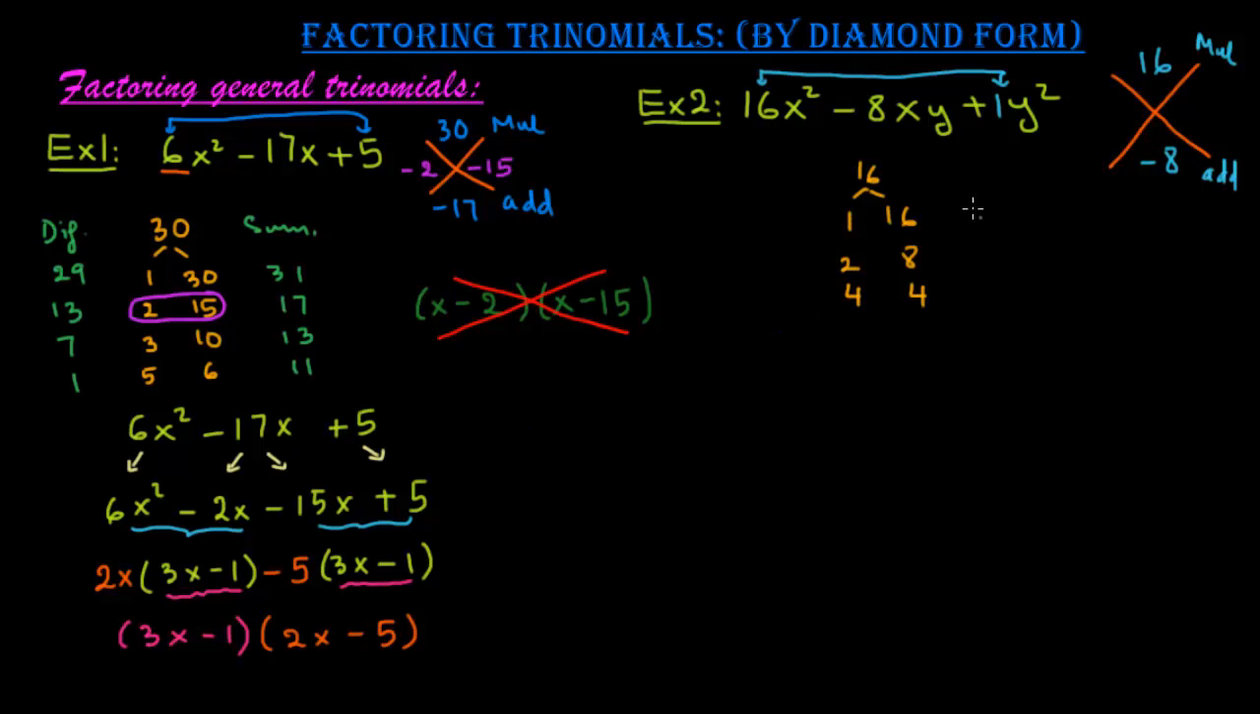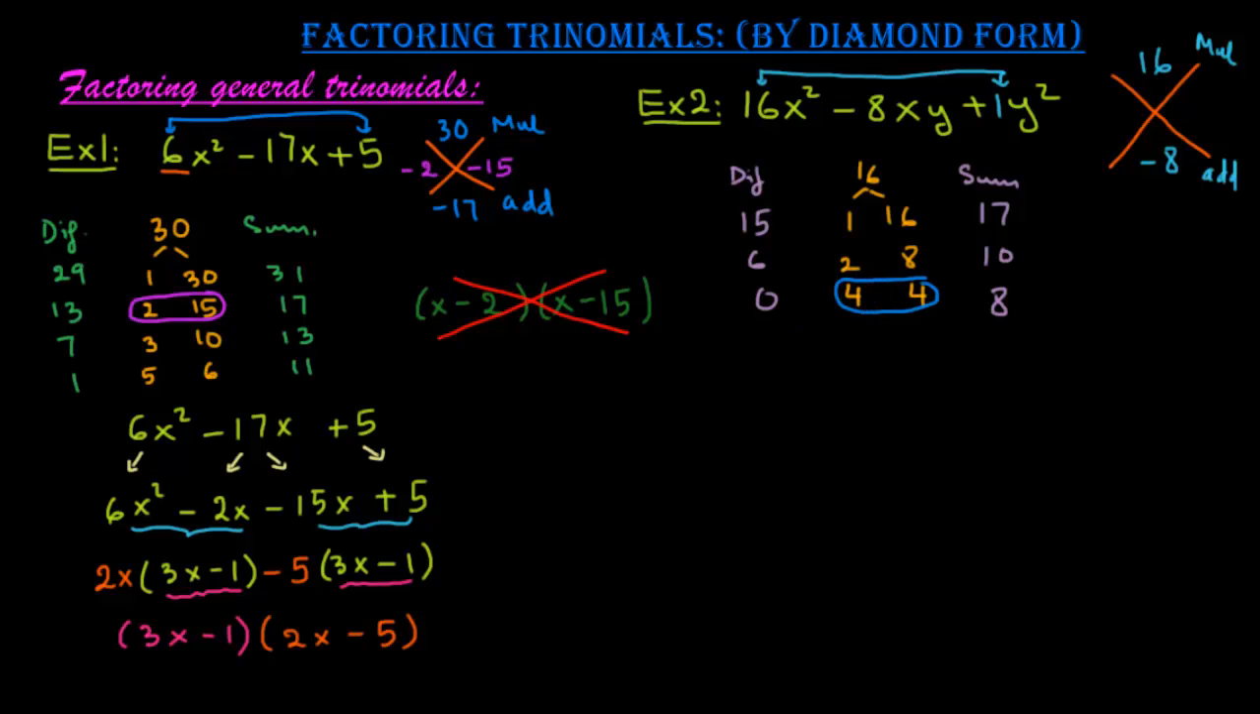Now we find the sum and difference. The sums are 17, 10, 8. The differences are 15, 6, and 0. So which one are we looking for? We're looking for the pair that gives me 8. As we see, 4 and 4 is the one that gives me 8.